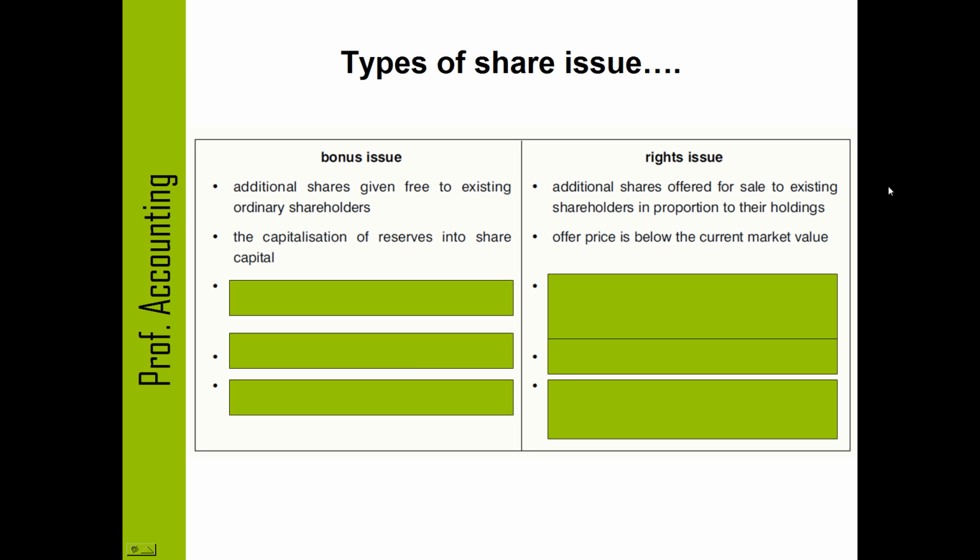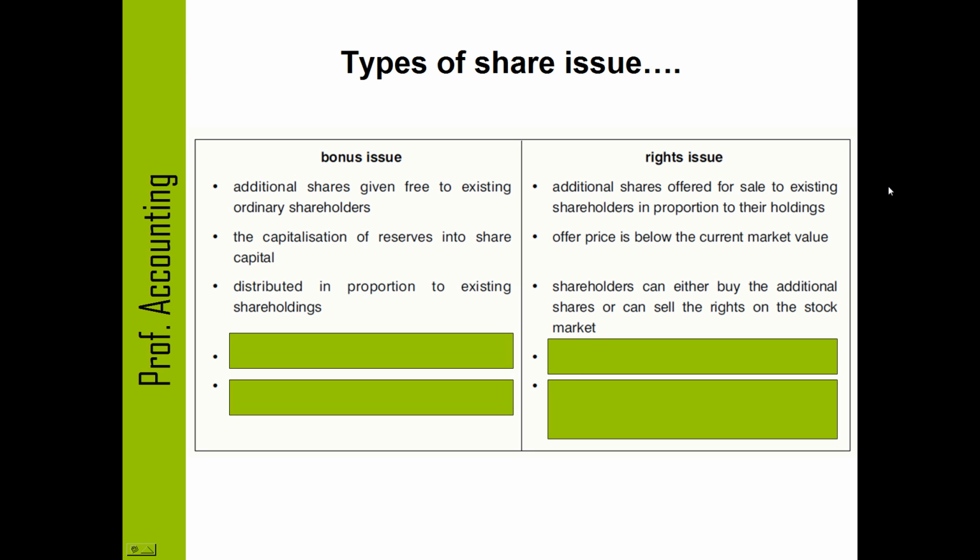Shareholders can either buy the additional shares or sell the rights on the stock market. So that's what I mentioned before. They have the right to buy extra shares or sell their rights if they don't want to buy into the new rights issue. Otherwise they could lose out if they don't buy. Bonus issues, no payment is made for the shares. Very important. No cash is received because the shares aren't being sold to the shareholders. They're given for free. For rights issues, the company receives payment from the shares sold. That's true because we're selling them.